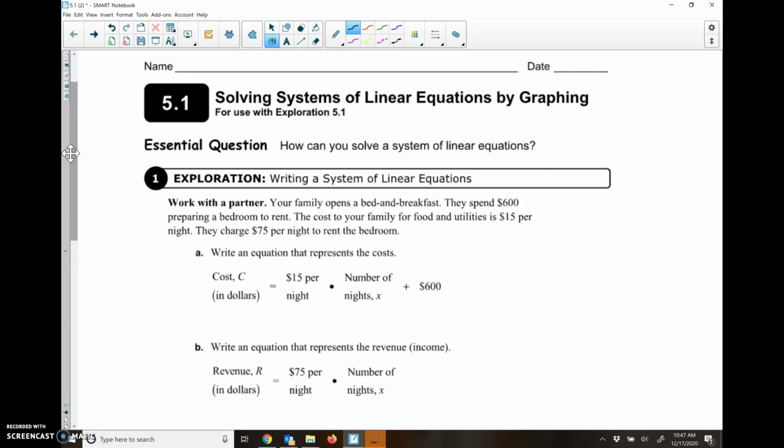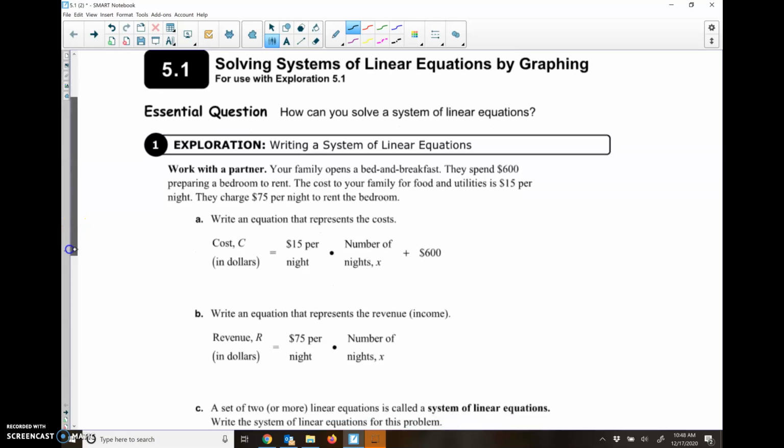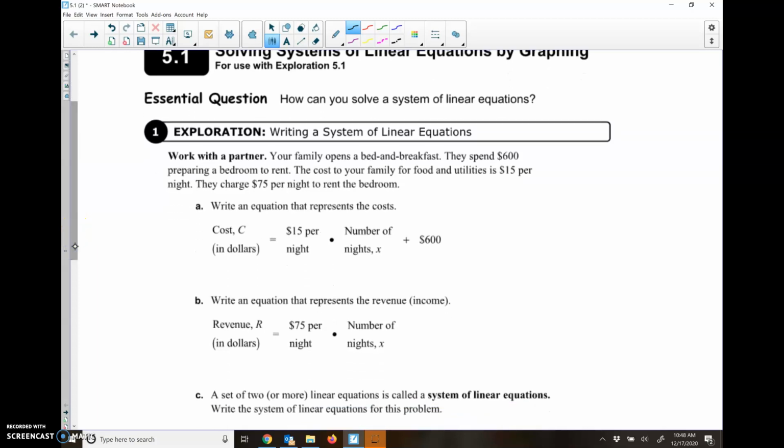So for this first exploration here, your family opens up a bed and breakfast. They spend $600 preparing a room to rent. The cost to your family for food and utilities is $15 per night, and they charge $75 per night to rent the bedroom. If they're doing an Airbnb or something like that where they're renting out a room, they want to make a little extra money, this would be a good equation to figure out how long it's going to take them to start making money, or how much money they're going to lose if they don't rent it.